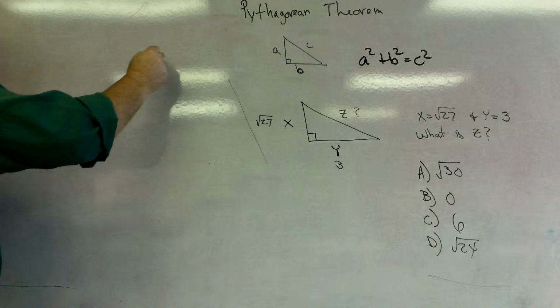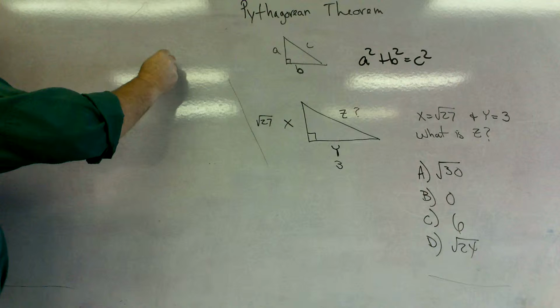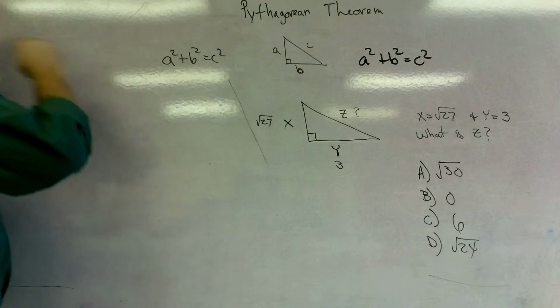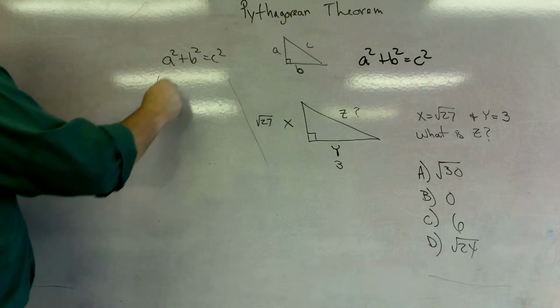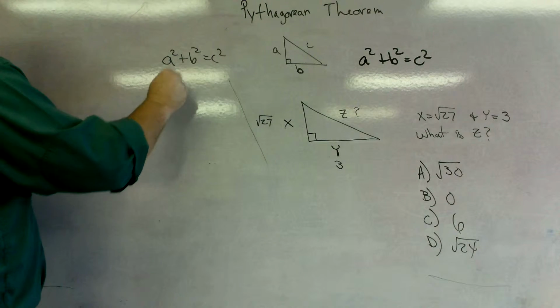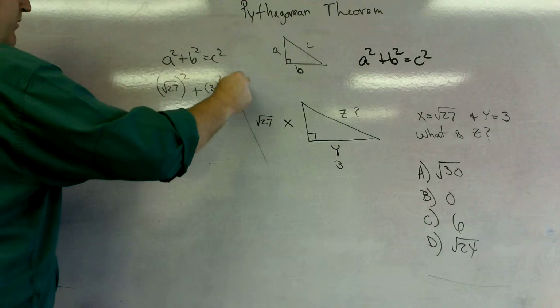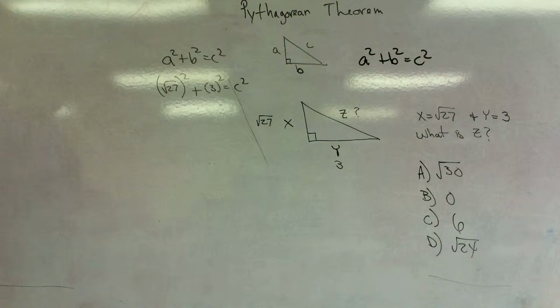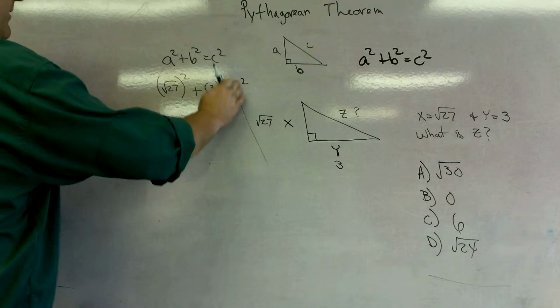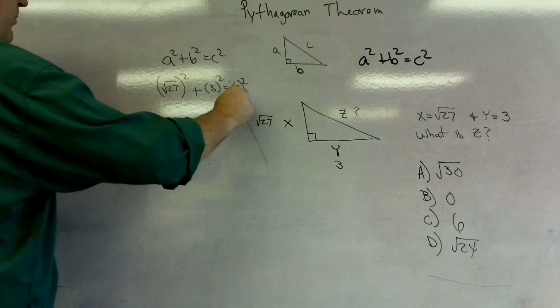So the Pythagorean theorem starts off with a squared plus b squared equals c squared. So a, we know, is the square root of 27 squared plus 3 squared equals c squared. Oh, in this case, that's z. So I guess we could call that z squared.